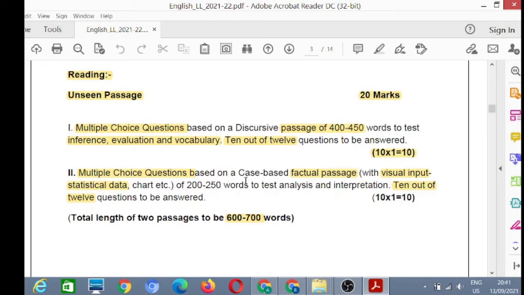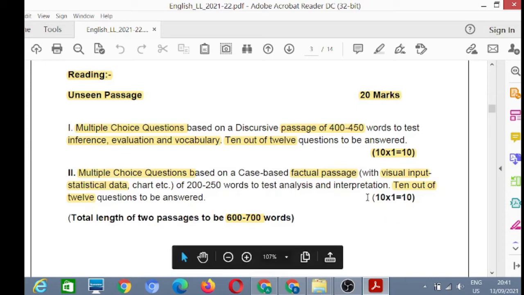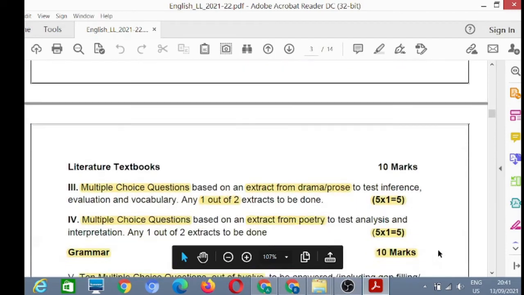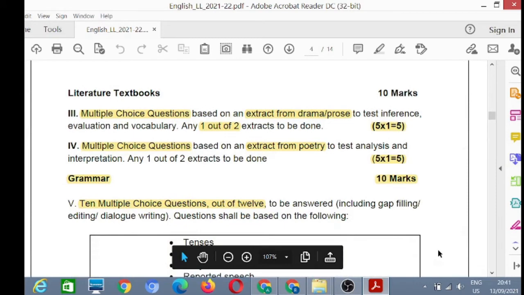The second comprehension will involve statistical data, for example a graph, a bar chart, something like visual data also. So it will have 10 questions of 1 mark each, so 10 marks for this comprehension. So 20 marks have been allocated for comprehension. And the total word limit is 600 to 700 words for both of the comprehensions. So these are two comprehensions of 20 marks. Total marks 20.